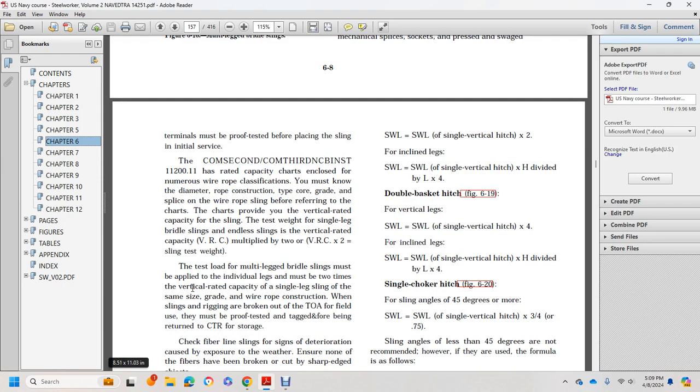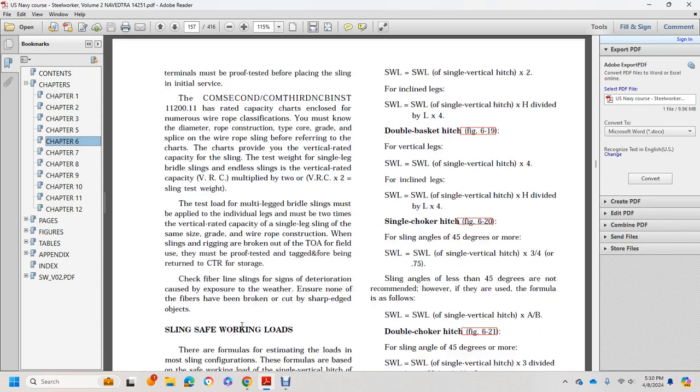The test load of multiple leg bridle slings must be applied to the individual legs and must be 2 times the vertical rated capacity. Single leg slings are of the same size, grade, and wire rope construction. Slings that pass the test must be tagged before being returned to the central tool room for storage.